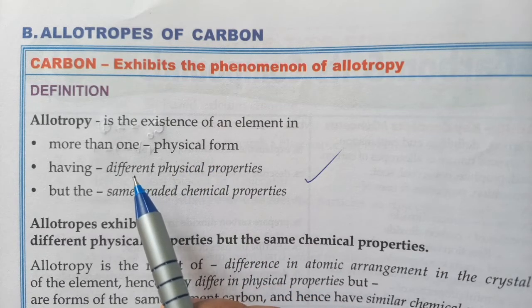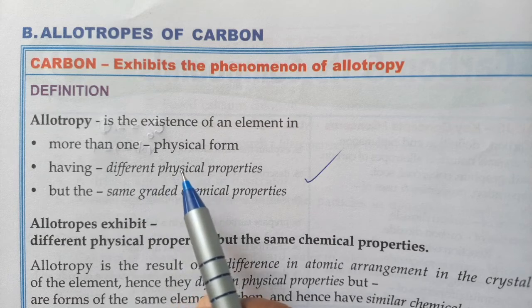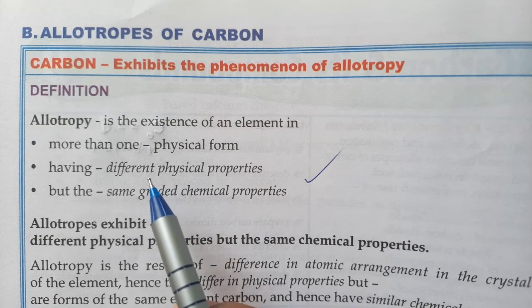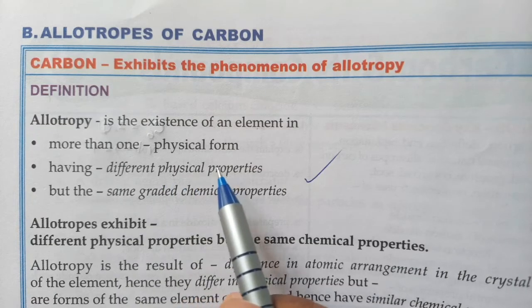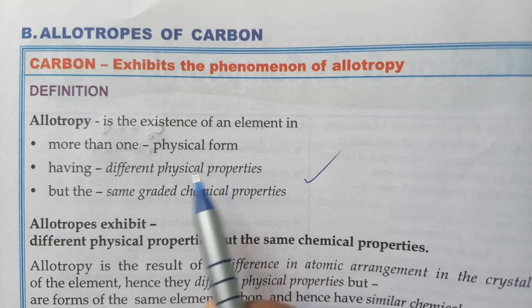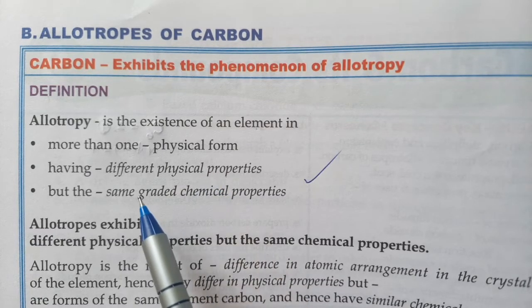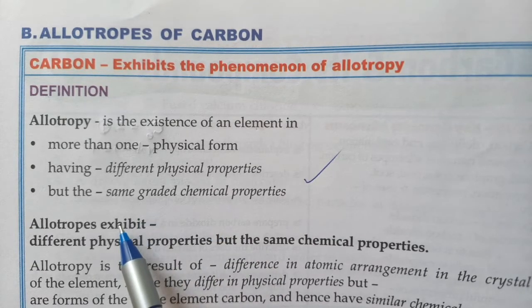So when I play football, I wear the football jersey, and when I play cricket, I wear the cricket jersey. That means my physical appearance looks different in those different forms. But inside, who is present? Sir is present, so my nature is the same. So the chemical property will be the same. Hope you all understood.